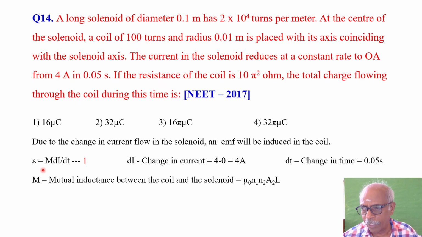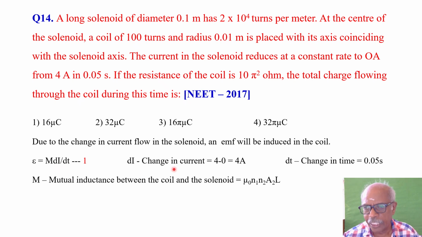You have 2 types of induction. One is self-induction, another is mutual induction. When mutual induction takes place, current is changing in the solenoid, but the EMF is induced in the coil. So epsilon, or E, whatever it may be, E is equal to M into dI by dt.